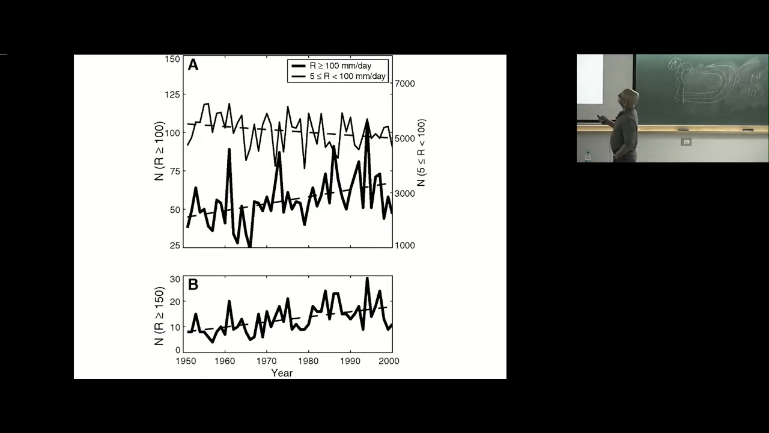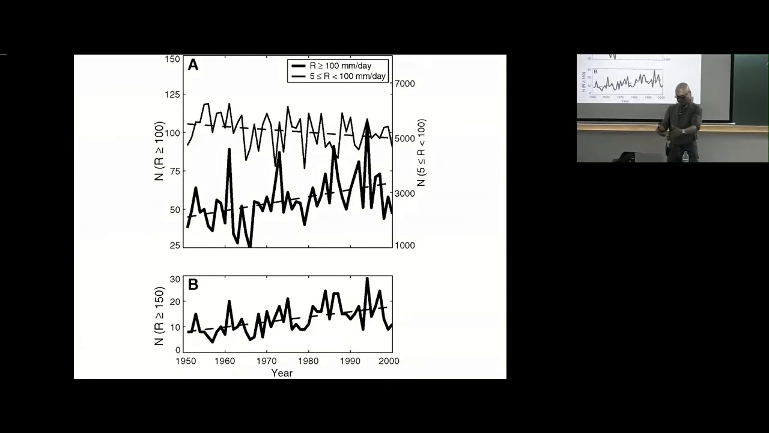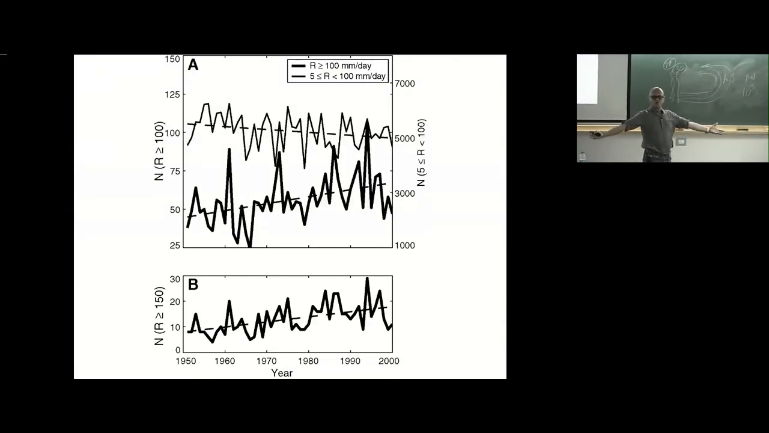But if you just look at the last several decades of the number of rainy events which have greater than 100 millimeters per day or greater than 150 millimeters per day, and events that have less than 100 millimeters per day, you can see that the number of rainy events with greater than 100 or 150 millimeters per day have increased, and the lighter rain events from 5 millimeters to 100 millimeters per day have decreased, right?